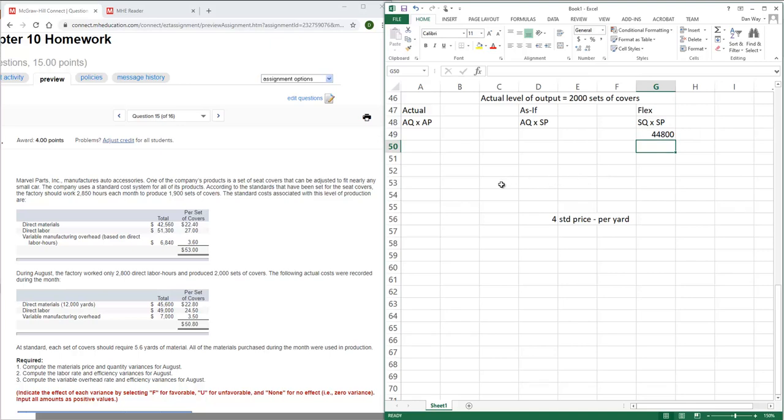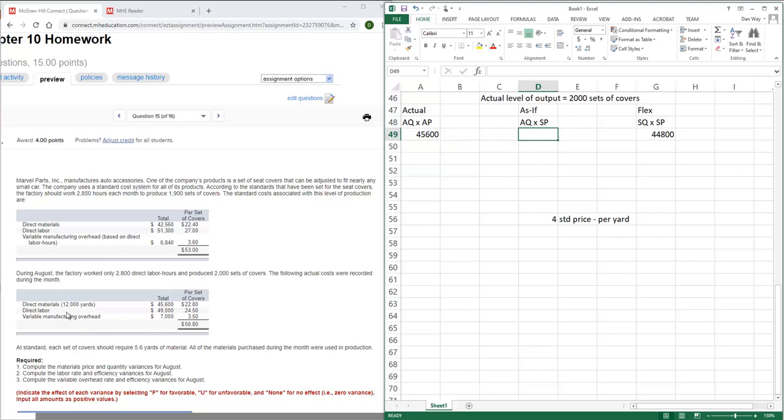Now let's think about our actual spend. It told us down here during August we had worked 2,800 labor hours, produced the 2,000 sets of covers, and our actual costs are just given in total. So the direct materials, 12,000 yards were actually purchased and used, and the total cost was $45,600. So I can already jot in that $45,600 total spend under the actual column. I don't necessarily have to consider the actual quantity and actual price separately yet. I am going to need to consider that though a bit when I get to my as if.